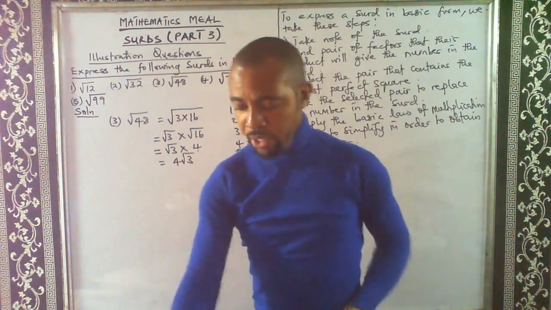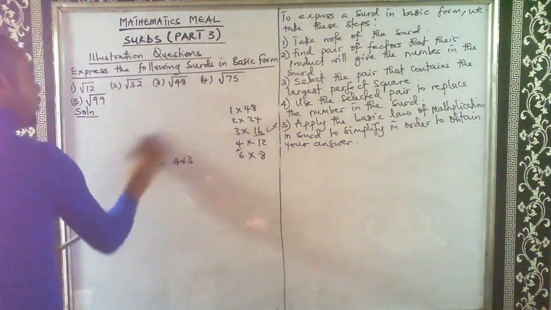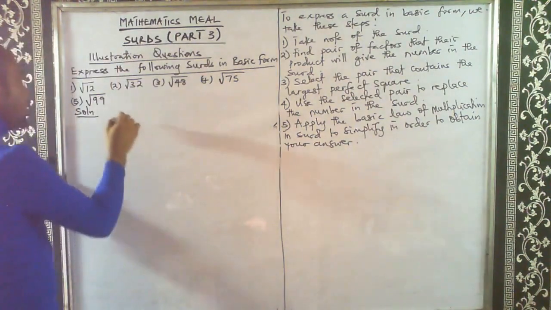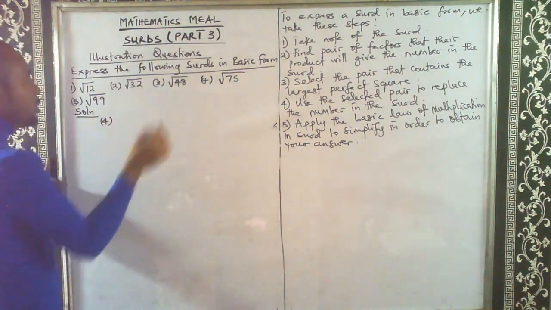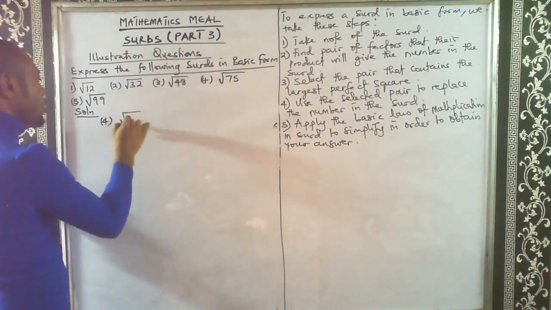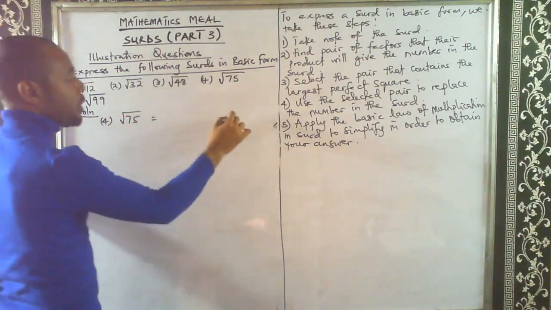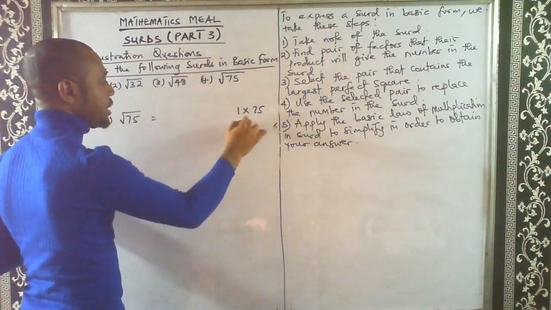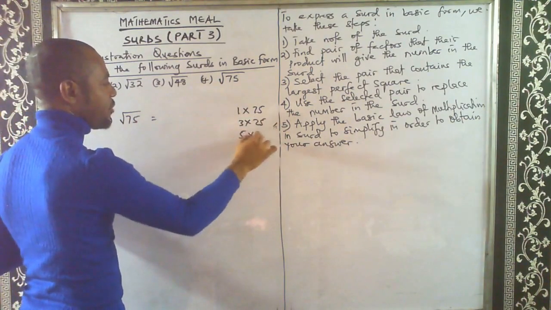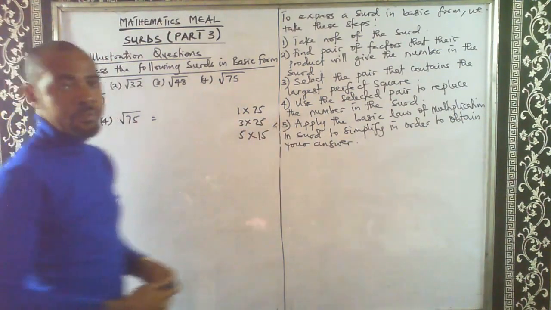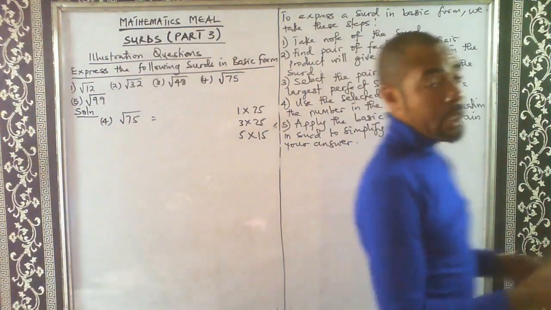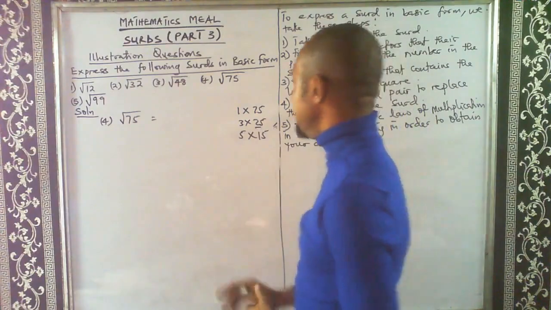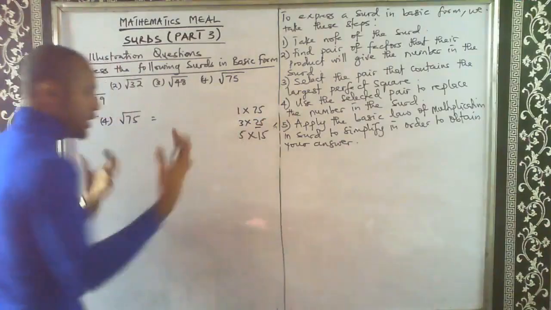Okay, quickly, let's do the 4th and the 5th, and then we are off. So question number 4. All right, we have square root of 75. What are the numbers that will give us 75? 1 times 75, 3 times 25, and 5 times what? 15. Wow, these are the numbers. Quickly, we know the one that contains the largest perfect square, and that should be this. Square root of 25 is 5.